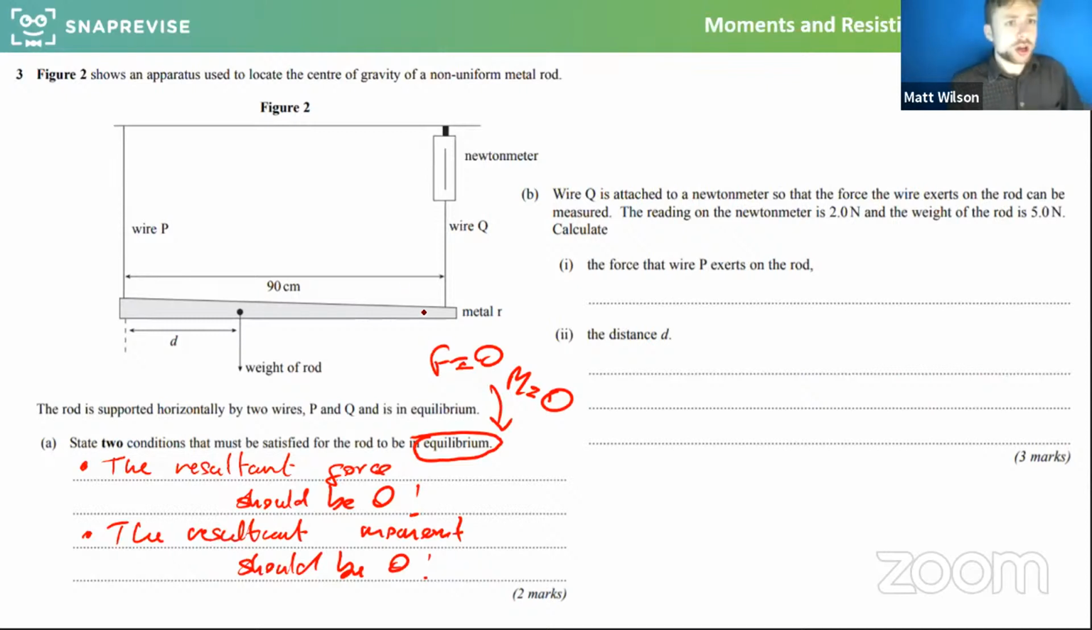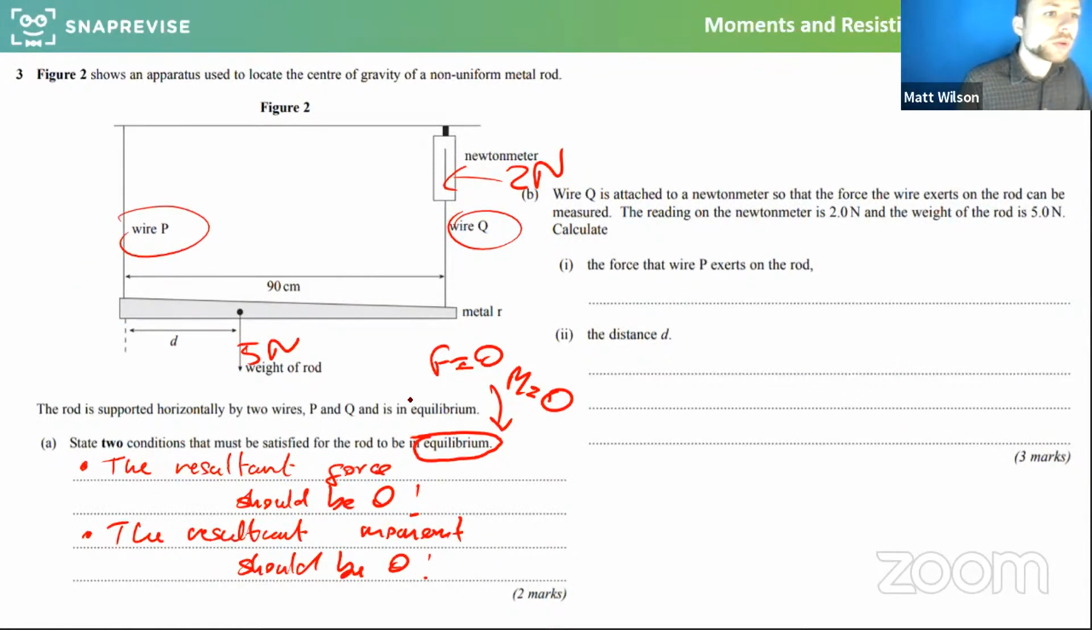Okay, part B. Wire Q is attached to a Newton meter. Okay, here's wire Q. So the force on the wire, the force the wire exerts on the rod, can be measured. We'll measure it here. The reading on the Newton meter is 2 newtons. Let's draw it in. And the weight of the rod is 5 newtons.